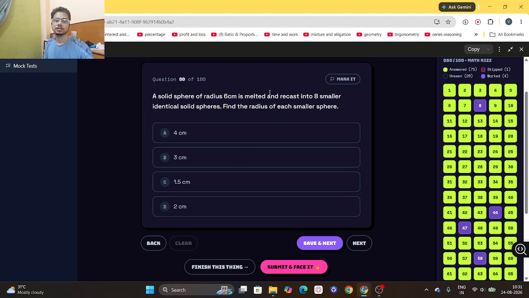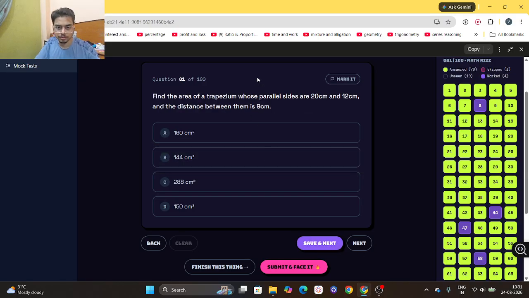A solid sphere of radius 6 is melted and reconstructed into 8 smaller identical solid spheres. Find the radius of each. R cube upon r cube is equal to 8. 6 upon r whole cube is equal to 8. So r is 3.